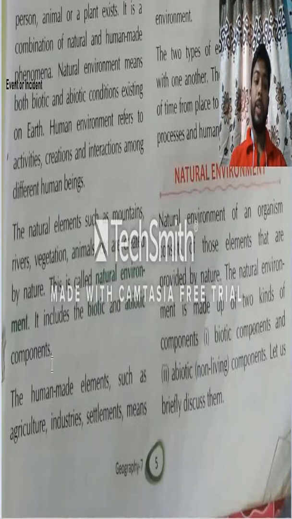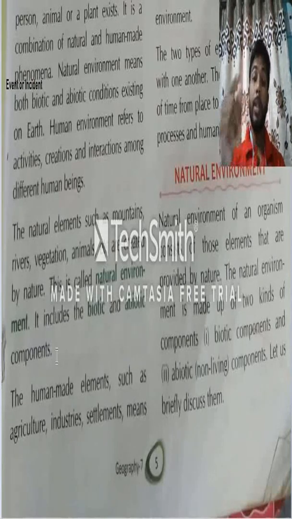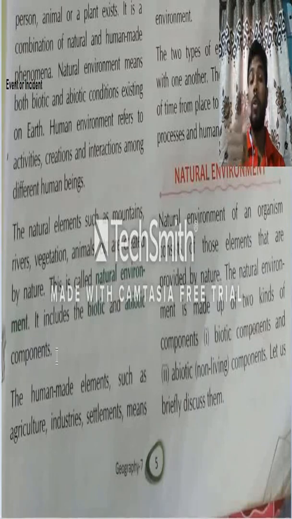It includes the biotic and abiotic components, okay. It is the combination, I have told you before a word that is called combination. It is the combination of biotic and abiotic components. Components means parts, okay. It is the combination of biotic and abiotic components.